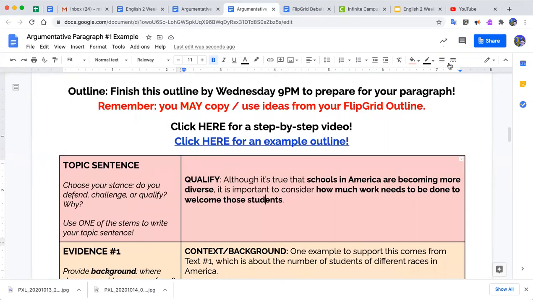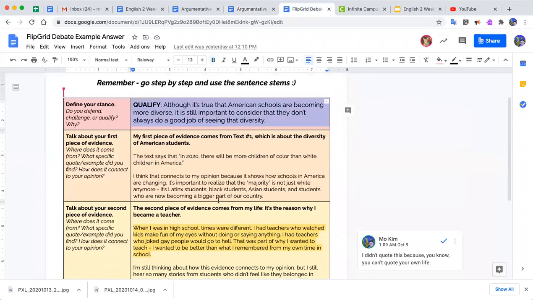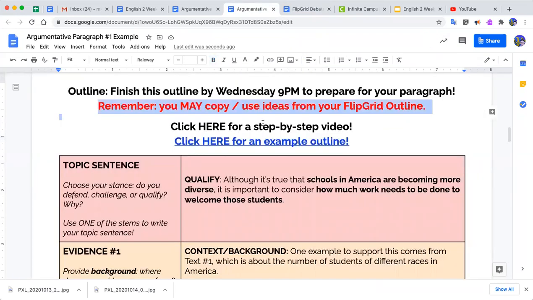And just remember one more time that you may copy or use ideas from your outline. So if you have your old ideas, feel free to go back and use them again. That's part of why I made you do the debate first, was I knew that this would be helpful for people. But otherwise, best of luck.